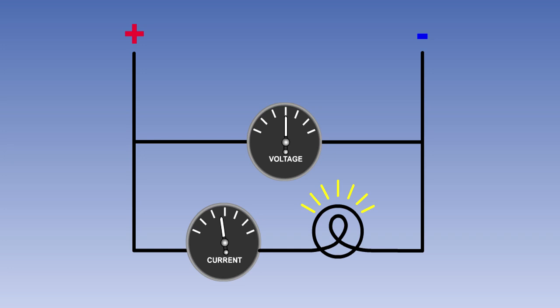In this lesson, we will examine the units that are used to measure electromotive force, flow, resistance and power in an electrical circuit. We will also look at the relationships between the various units.